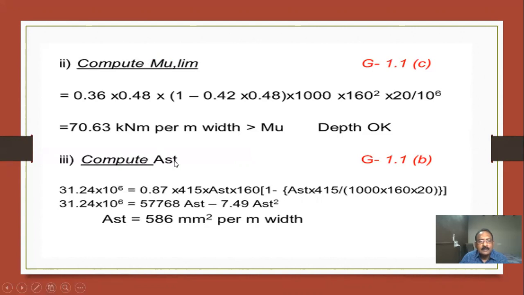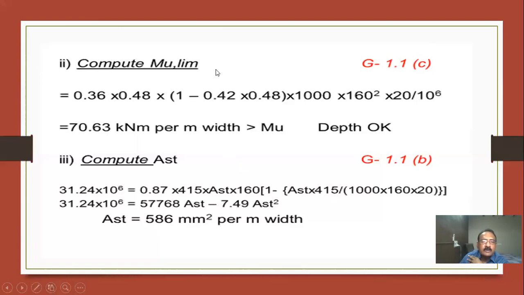Now how to calculate the area of steel? There is an equation given in IS 456, that is Mu equal to 0.87 fy Ast into effective d minus the lever arm term. This is a quadratic equation. You will get the area of steel as 586 mm square per meter width. These two steps are very important.